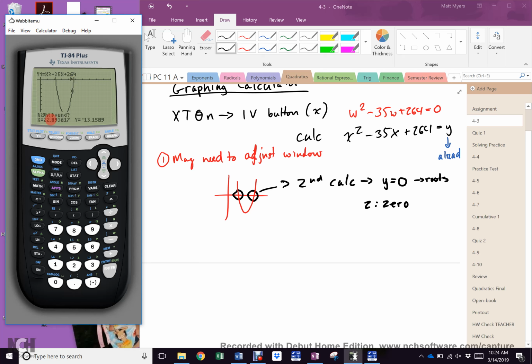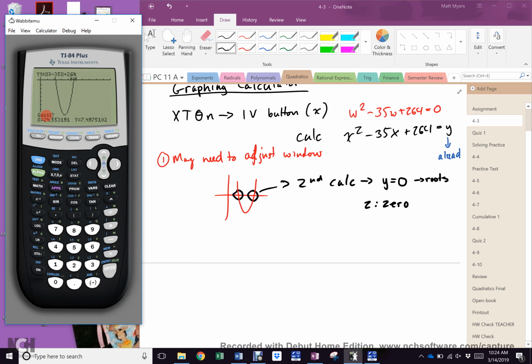Now what is the calculator asking me for? The right boundary. So what do you think I have to do with that flashing cursor? Move it to the right of the 0. So I'm going to hit right. Now, am I to the right of my 0? So I'm going to push enter.